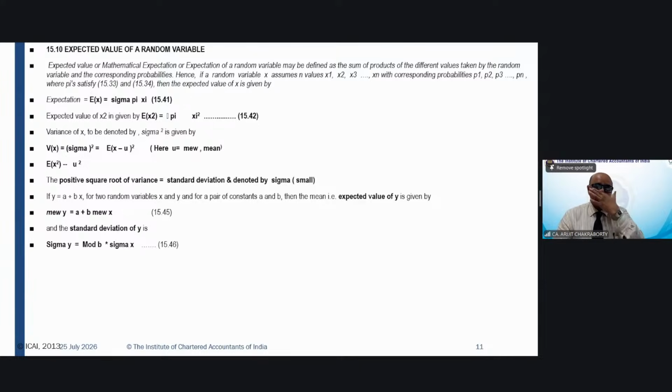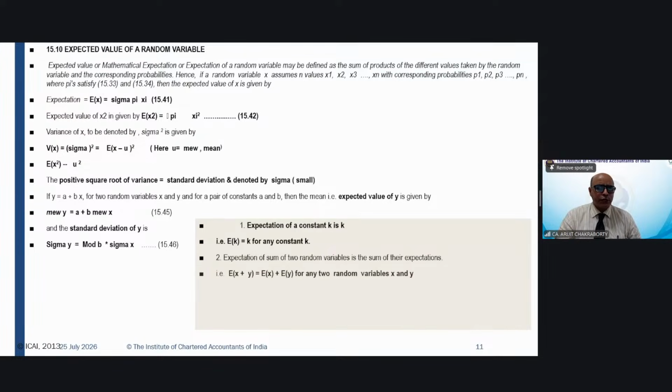So even in the case of standard deviation, we know that standard deviation, mean deviation, range, these are affected only due to a change of scale. These are not affected in case of a change of origin. Here again, we see that the standard deviation of y, therefore sigma y, is given by sigma x into modulus of b. That means the absolute value of b.